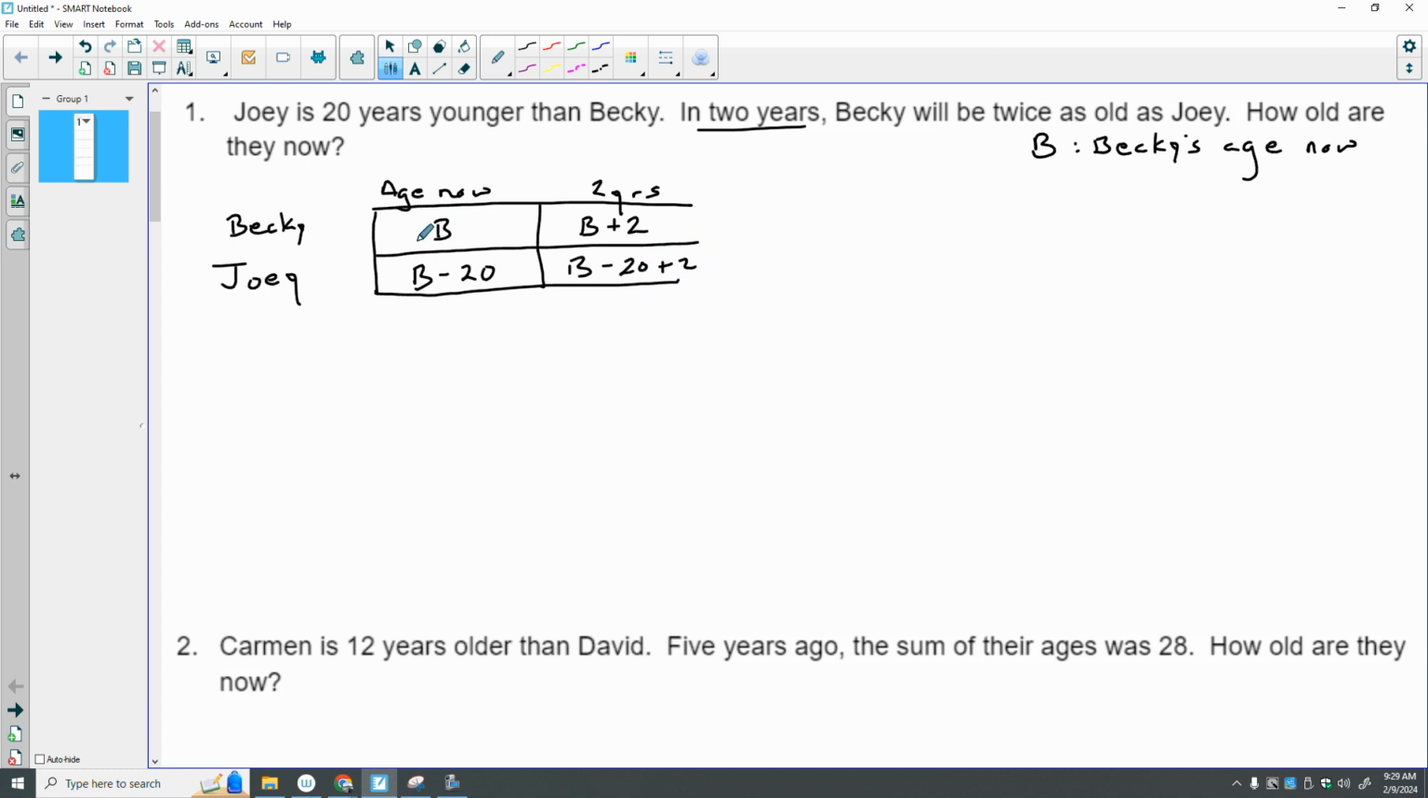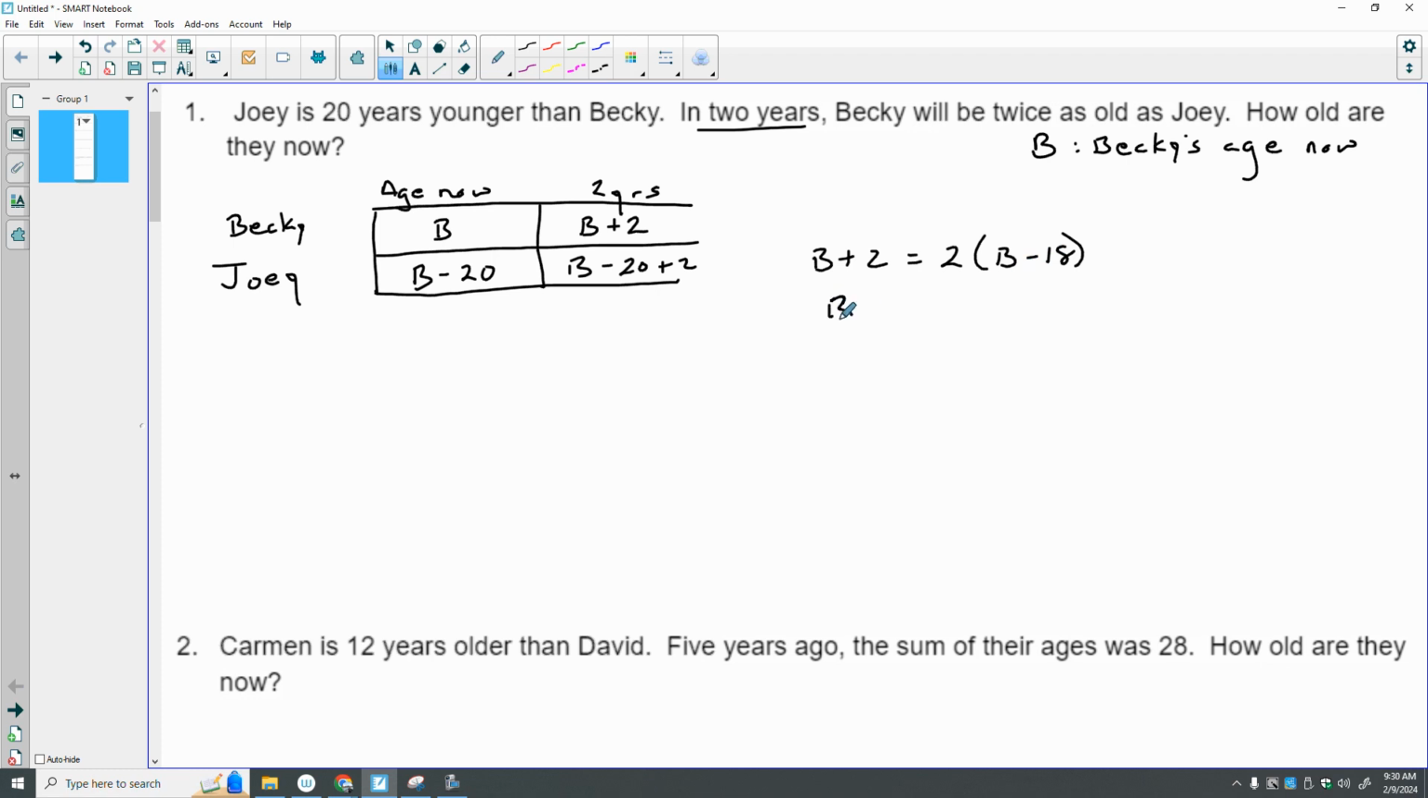Okay, it's not too hard. Here's Becky's age. In 2 years, she's 2 years older. We're going to add 2. Here's Joey's age. In 2 years from now, we're going to add 2. Okay, but now we have the rest of the problem. Becky will be twice as old as Joey. So Becky's age is going to equal twice of whatever Joey's age is. I'm going to simplify that. Negative 20 plus 2 is negative 18. In 2 years, B plus 2, Becky's age will be twice as old as Joey's age in 2 years.